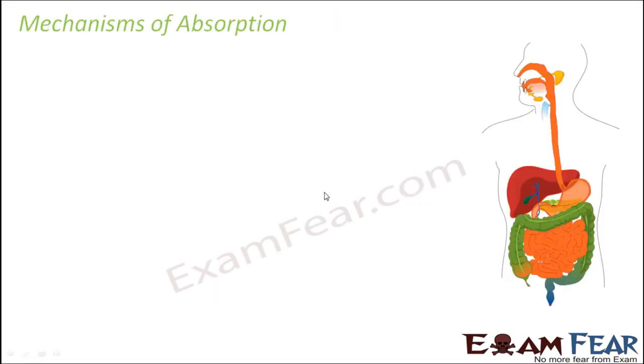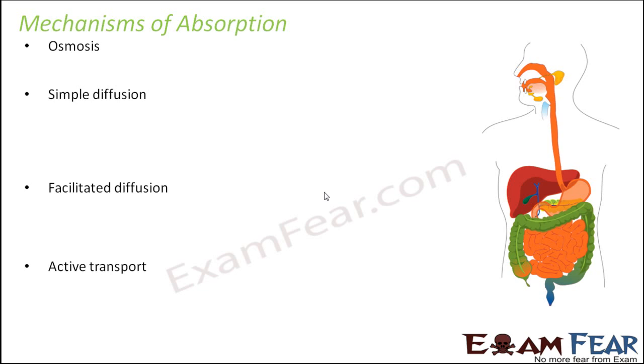Now let us look at the various mechanisms by which absorption of the various substances can take place. Some of the important mechanisms are osmosis, simple diffusion, facilitated diffusion, and active transport. I am sure none of these are new terms because we have already discussed all of these in one of our previous lessons. So what is osmosis? As we all know, osmosis is a term which is used for the transport of water.